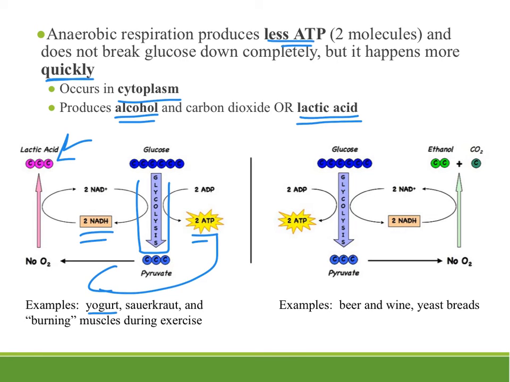Yogurt, for example, is made by bacteria, and those bacteria work on the milk sugar. They use that as their food source and produce lactic acid, which makes yogurt tangy. Sauerkraut, you have a similar thing going on, breaking down the cabbage to form that characteristic tangy flavor of sauerkraut.